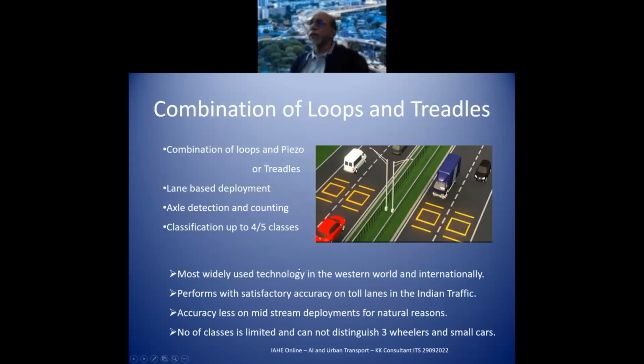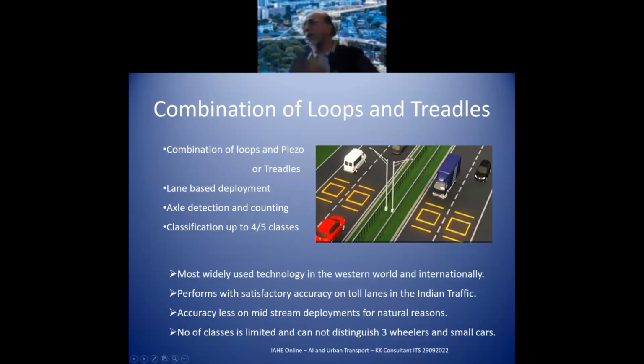The next is a combination of loops and treadles. Treadles are nothing but piezo kind of a thing, some kind of load sensing cells. You have a loop here, and then you have 2 treadles. As vehicles go from here to here, first it comes onto this weighing system or the piezo, which again works on the typical piezoelectric effect. It gives you a signal, and then you have the electro. So this combination can do axle detection and counting, and it can count up to 4 to 5 classes.